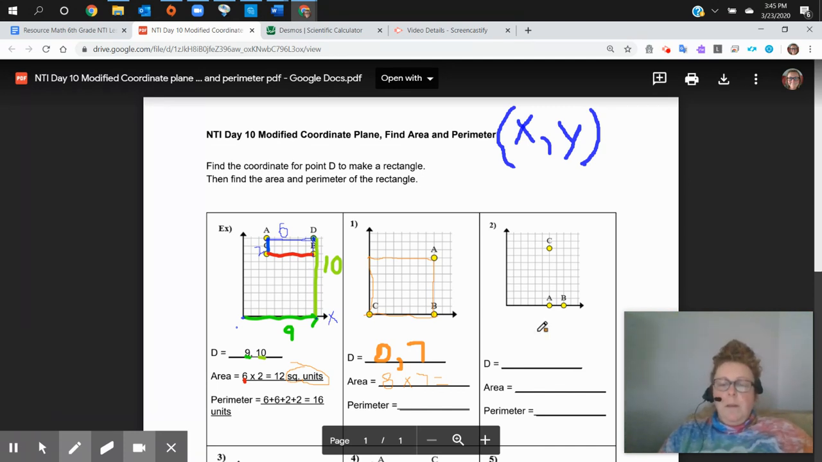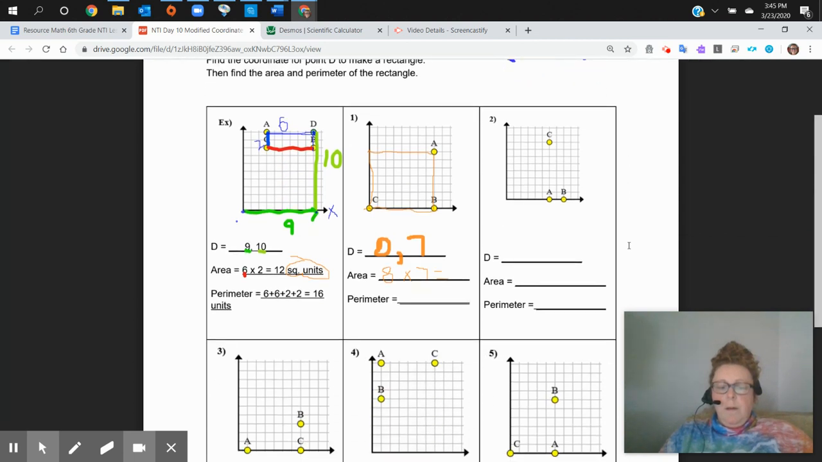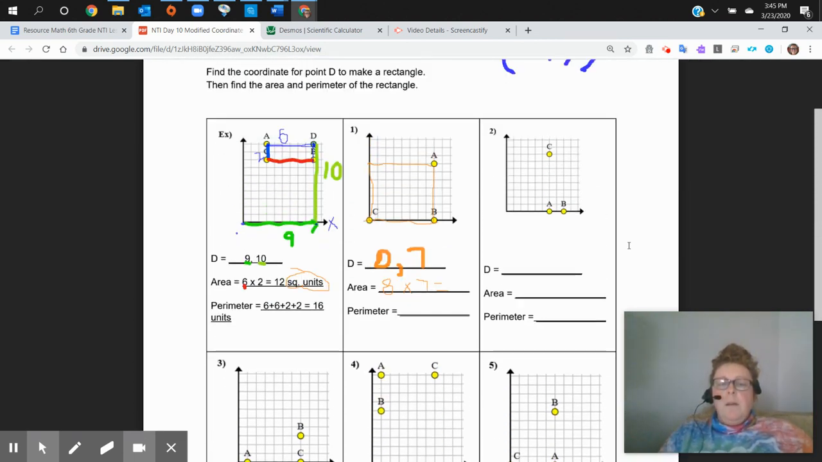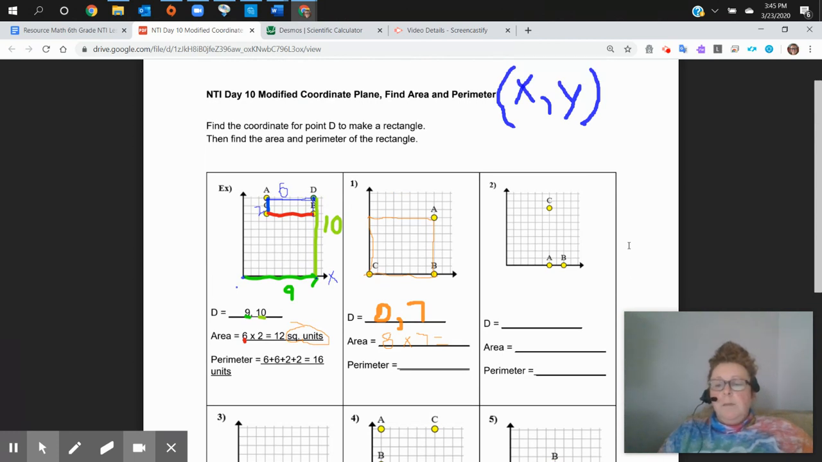If you're still needing help, please feel free to reach out. I'm going to scroll down really fast and make sure that we don't need to look at anything else. Nope, that looks all pretty straightforward. Again, you're trying to make a rectangle. So if your shape does not look like a rectangle, you've done something wrong. And your shape should also have 4 sides. So don't be making any triangles. It should have 4 sides.